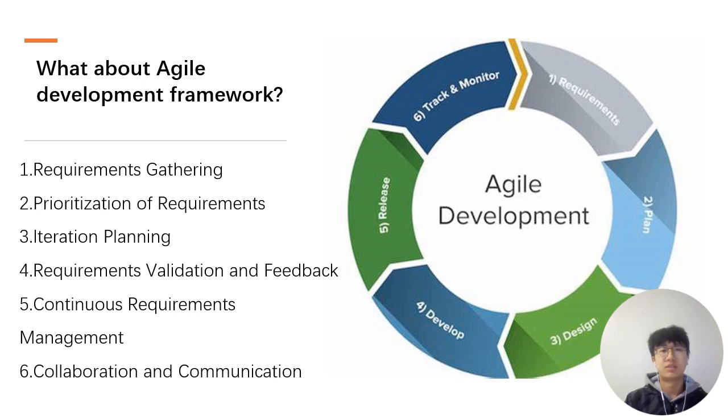The sixth one is collaboration and communication. This is also the last one. Foster close collaboration within teams and maintain open lines of communication with clients to ensure that everyone has a shared understanding of the requirements. This is also a feature of the Agile development framework.